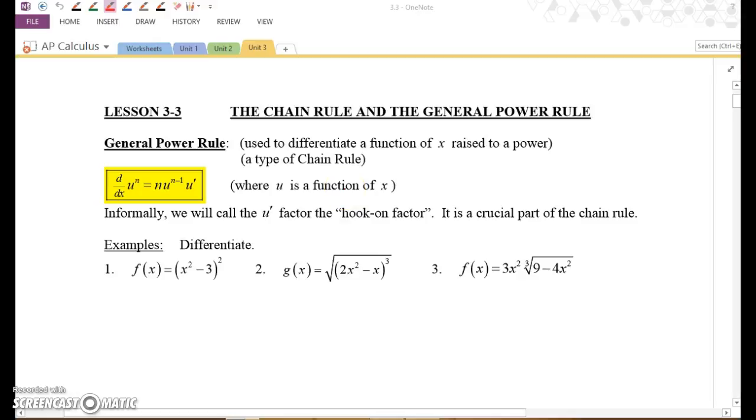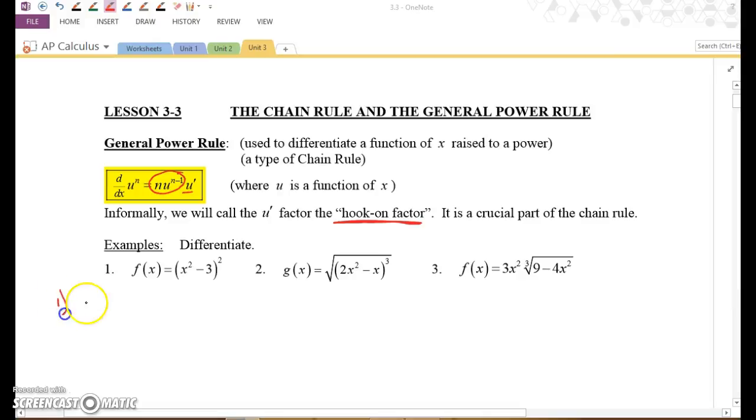To do that, you're going to derive the outside. You can see this piece right here looks very familiar. That's the basic power rule. The only additional part is that you then multiply by the derivative of the inside. We are going to refer to the derivative of the inside as the hook-on factor. So find the derivative of the outside, and then multiply by the derivative of the inside.